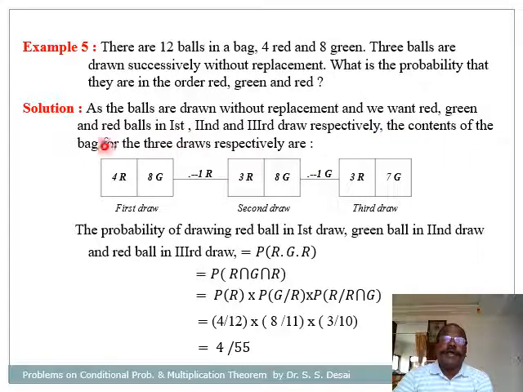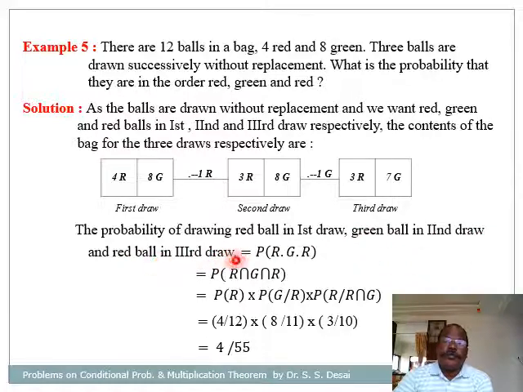The contents of the bag for the 3 draws respectively are: for the first draw, there are 4 red and 8 green balls. After having 1 red ball in the first draw, for the second draw, the situation is there are 3 red and 8 green balls. After having 1 green ball in the second draw, the situation for the third draw is there are 3 red and 7 green balls.